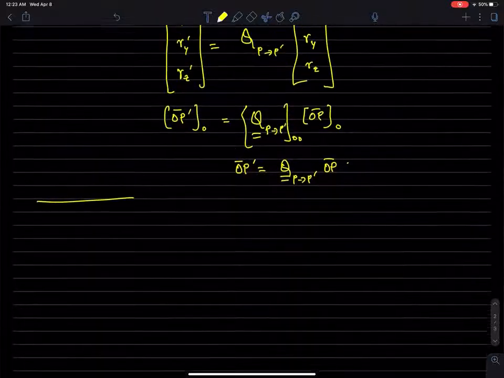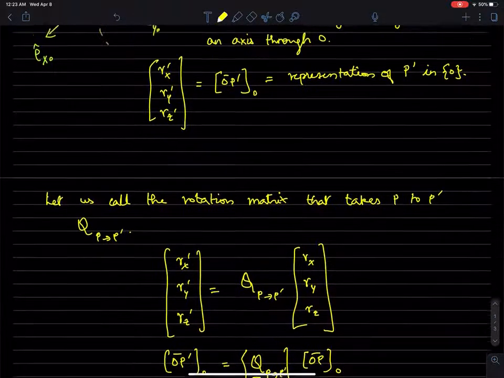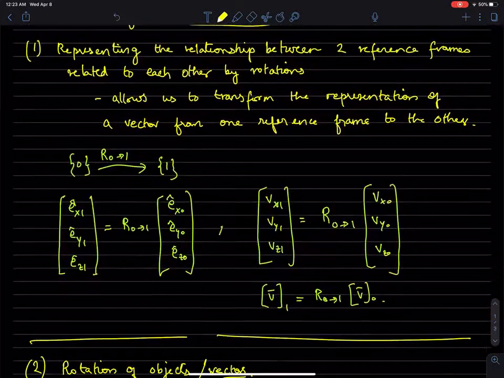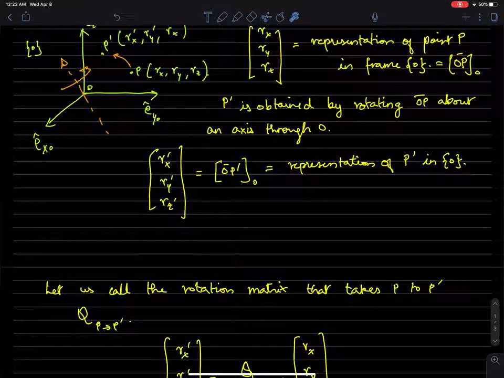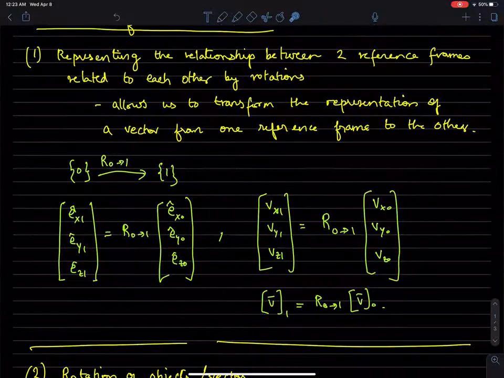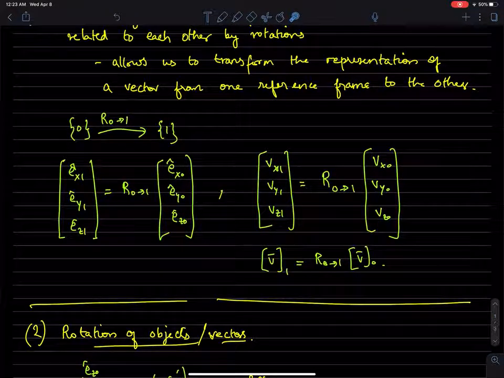Now, what we want to do is see if we can find a conceptual relationship between rotation matrices that do things like this and rotation matrices that do things like this. Here, the rotation matrices allow transforming representations from one coordinate frame to another. Here, so we have two coordinate frames here, right?